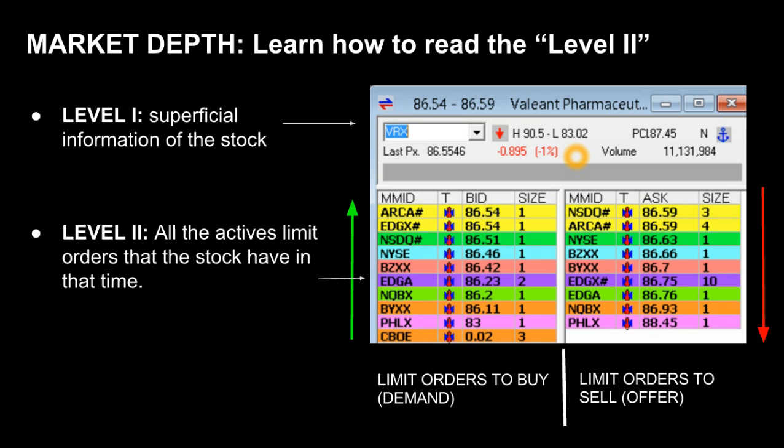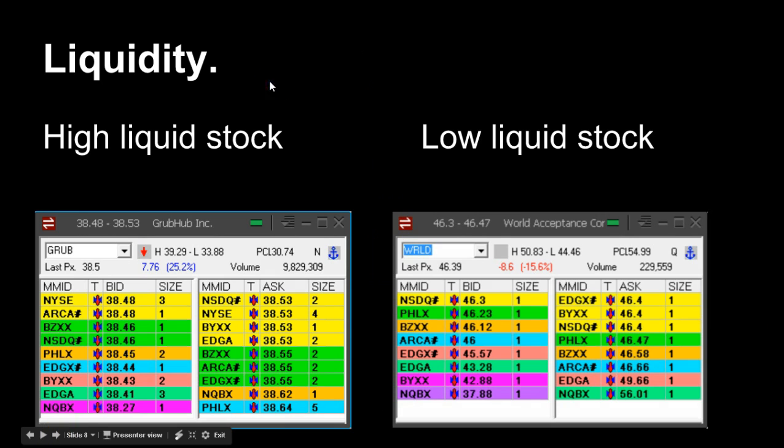And also I want to explain what the bid-ask spread is. The spread is the difference between the highest price of demand and the lowest price of offer. As you can see in this stock, we have 5 cents of difference, and that 5 cents we consider the spread. When a stock is not very liquid, or doesn't have a lot of shares in the public, it's going to be like this. So I will explain that better in this slide.